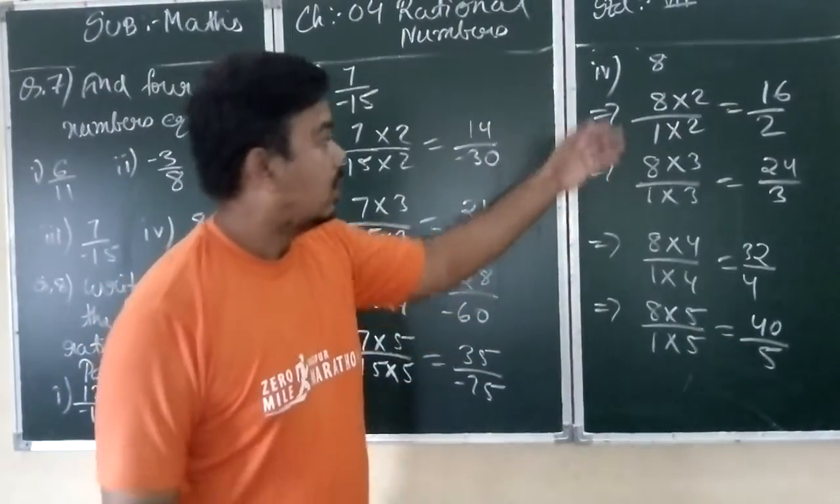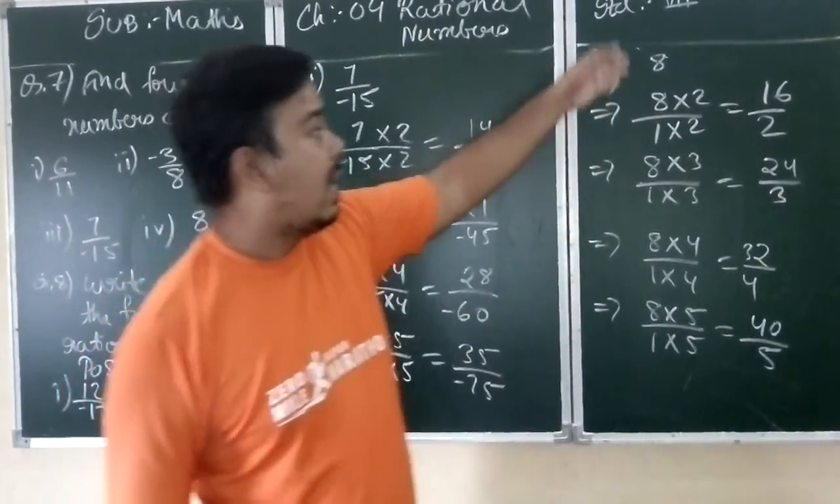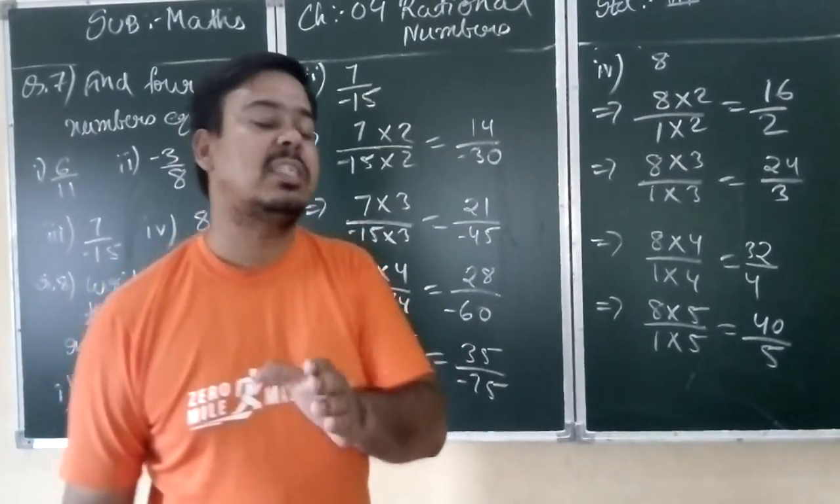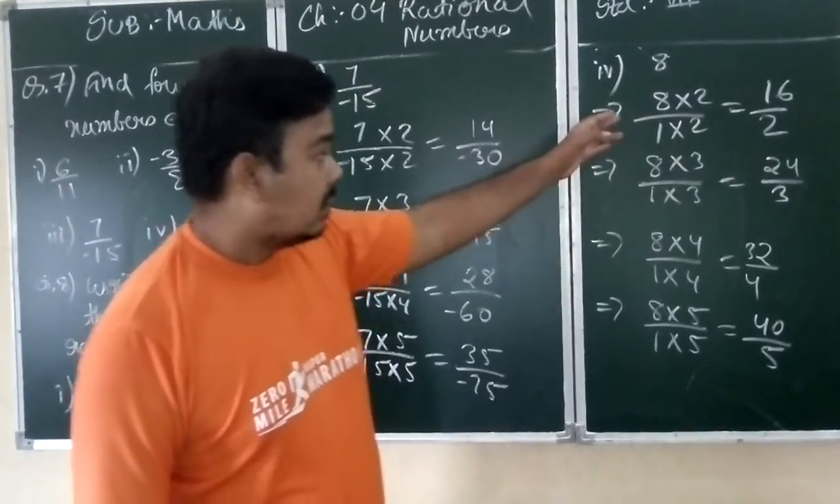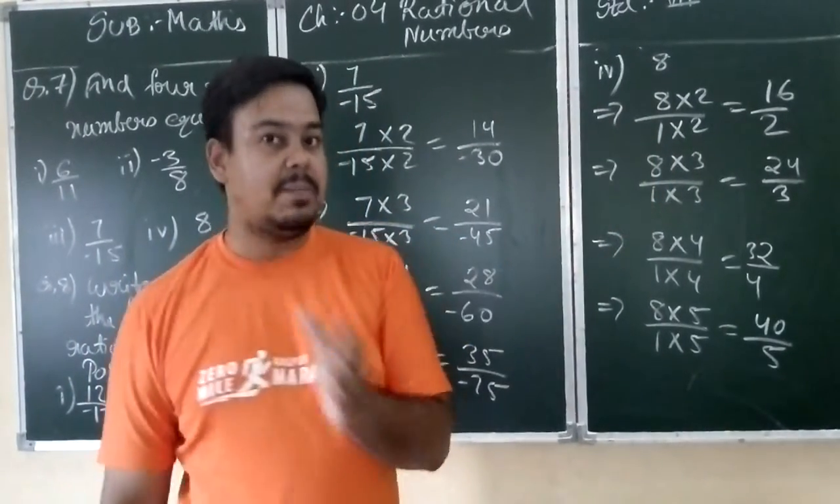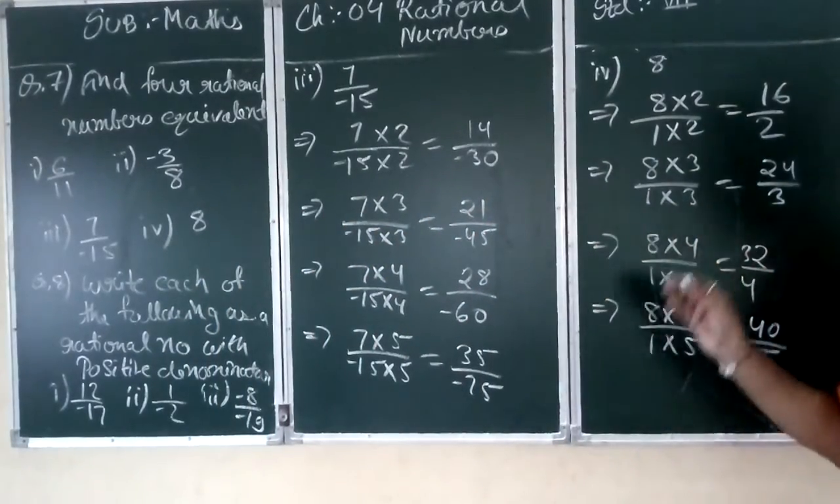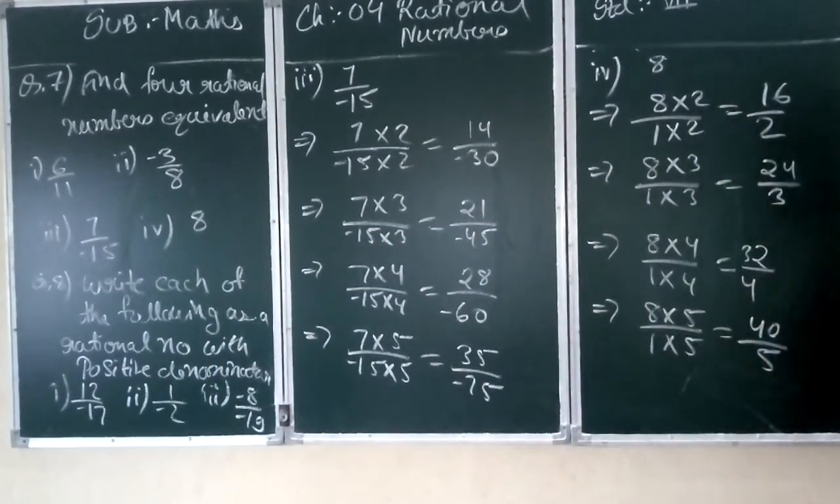So remember one thing that we use here: the first property of rational numbers. What is the first property of rational numbers? That the rational number is unchanged when you multiply it by a non-zero integer. Okay.